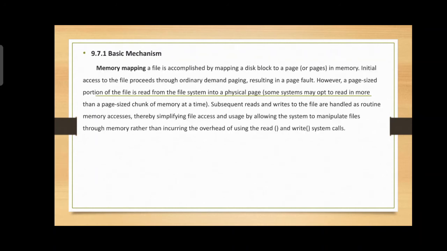9.7.1 The basic mechanism. Memory mapping a file is accomplished by mapping a disk block to a page or pages in memory. Initial access to the file proceeds through ordinary demand paging, resulting in a page fault. However, a page-sized portion of the file is read from the file system into a physical page.